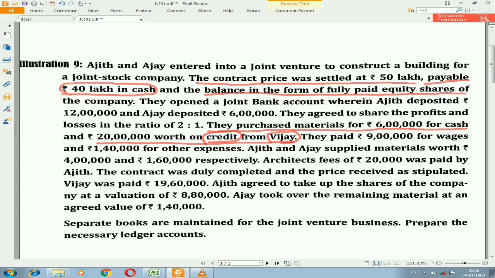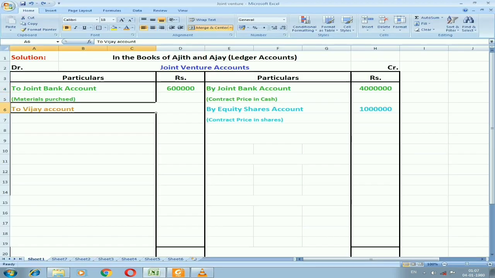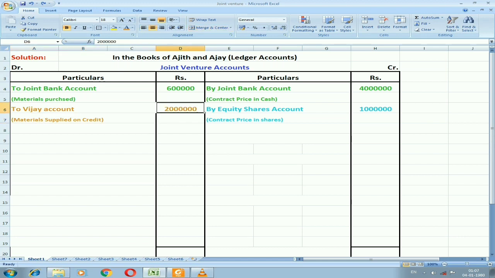So even if it is credit purchase, it is also an expenditure that we are supposed to record on the debit side of joint venture account in the name of Vijay's account. To Vijay account, in bracket material supplied on credit or credit purchase, with the amount of rupees 20 lakhs.